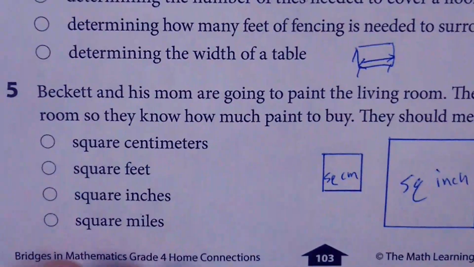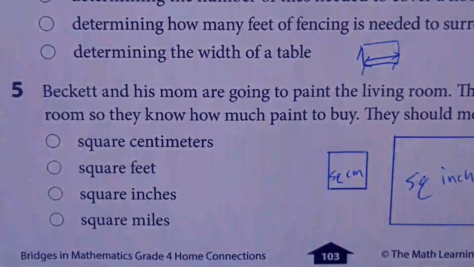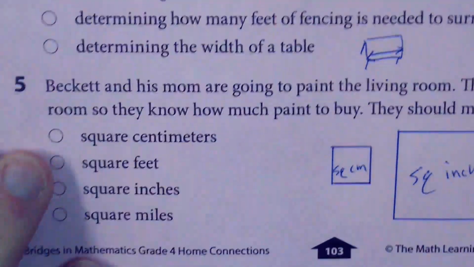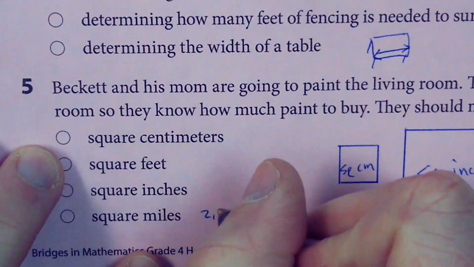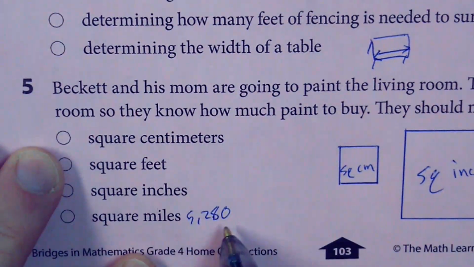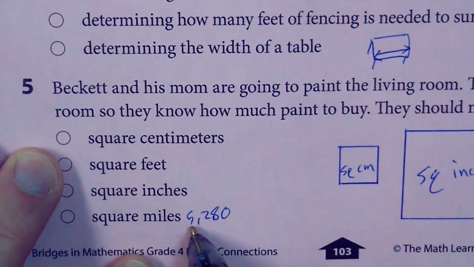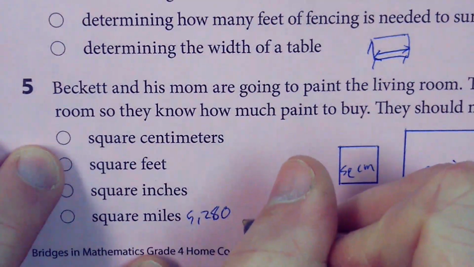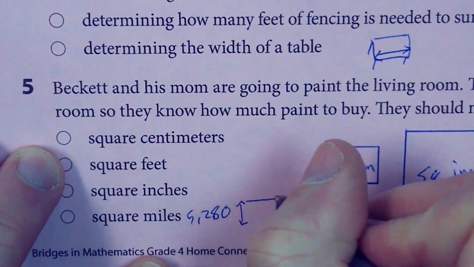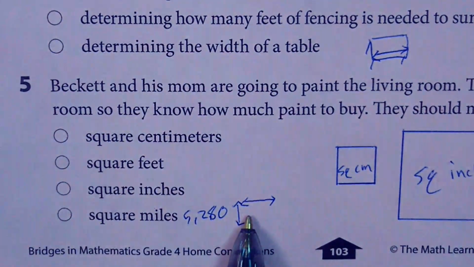And then square mile. I can't back my camera up large enough, but if you can imagine, if you're driving 60 miles per hour, it takes about a minute to drive a mile. That's quite a long way. 5,280 feet is 1 mile. A square mile would be 5,280 feet tall by 5,280 feet wide. So a square mile is huge.